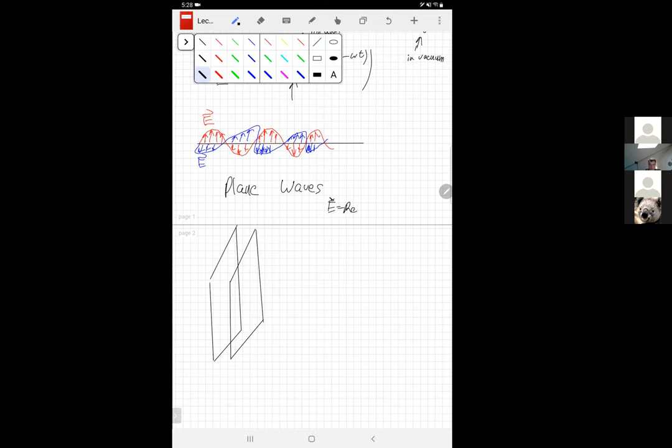Let's say that E is the real part of, I'm gonna do x, y, z out of the page, z hat e to the i (2 pi x minus omega t). At t equals zero, where are the peaks of this? Where does the z component of the electric field, which is the only component it has, have its largest magnitude?